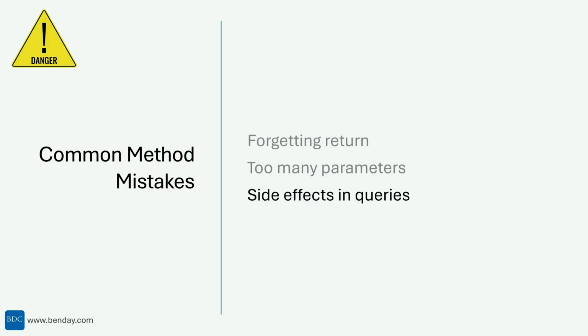Methods that return data shouldn't change state. If it's called getUser, it shouldn't also update the database. That's surprising behavior.